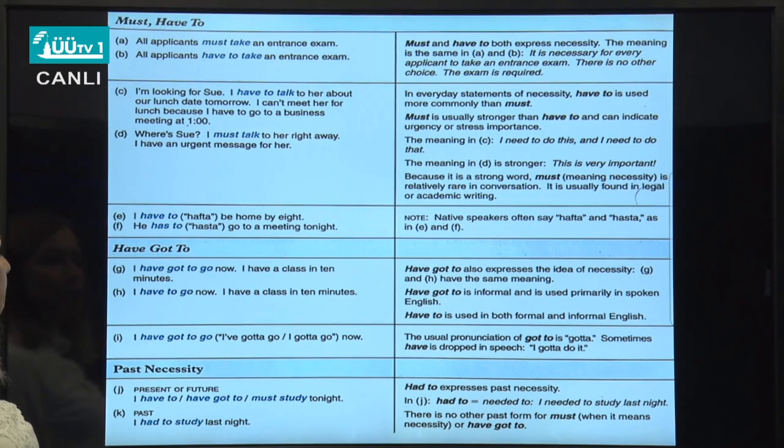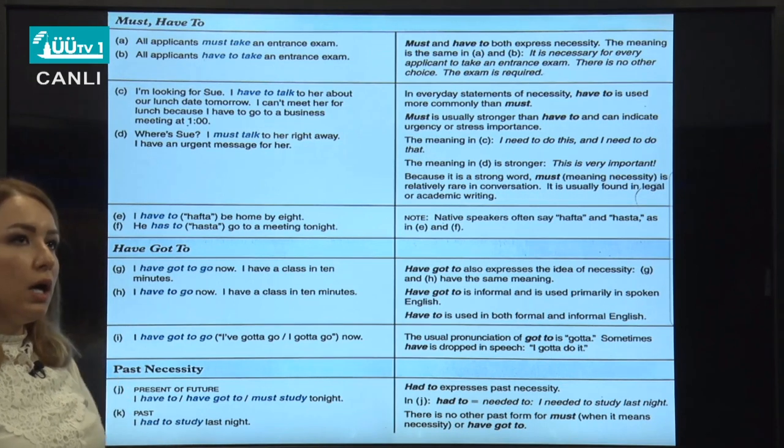As we see, have got to also expresses the idea of necessity. They have the same meanings. Have got to is informal, and it is used in spoken English. But we use have to for both formal and informal English.